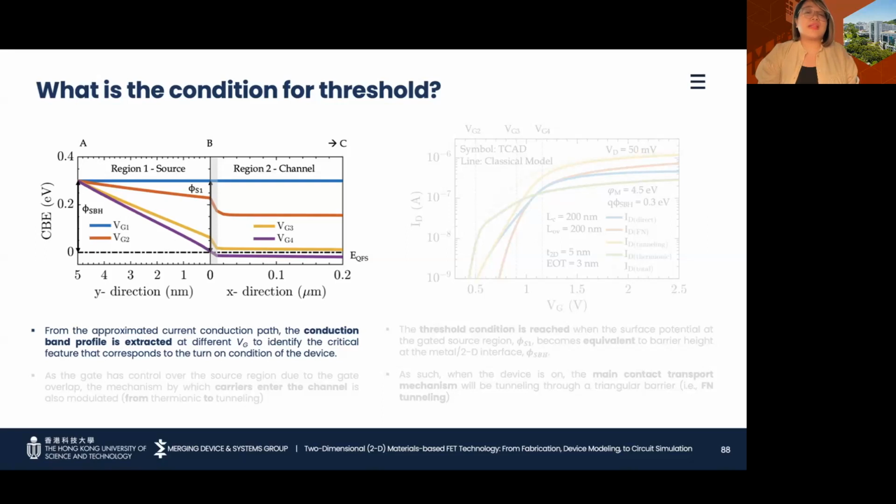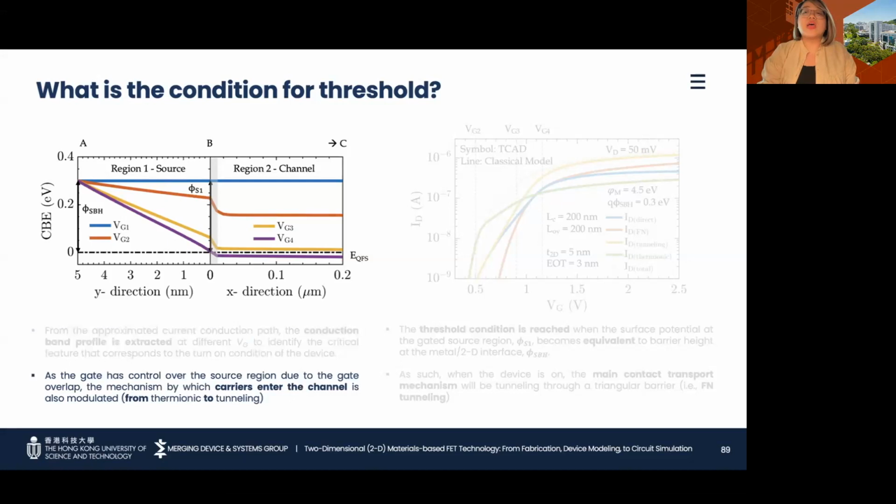So when the conduction band edge at the channel aligns with the quasi-Fermi level of electrons at the source, which is represented here by Vg3, electrons can start to tunnel from the source to the channel, and they encounter two barriers in the process: the 2D film thickness and the source channel transition region, which is highlighted in gray. As Vg increases even further, the source channel transition region completely disappears, and the surface potential at the 2D dielectric interface at point B becomes equivalent to the barrier height at the metal 2D junction.